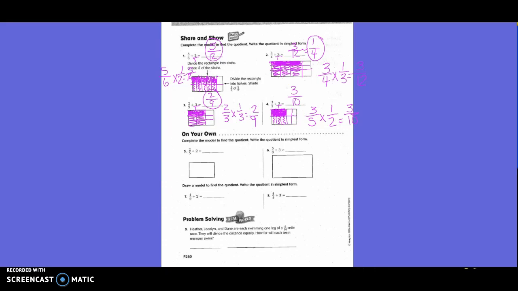Number 9, Heather, Jocelyn, and Dane are each swimming on one leg of a 9/10 mile race. They will divide the distance equally. How far will each team member swim? So what do we need to underline? 9/10 of a mile. And then we need to say Heather, Jocelyn, and Dane, right? Because that tells us how many people, right? Okay, divide the distance equally. How far will each team member swim?